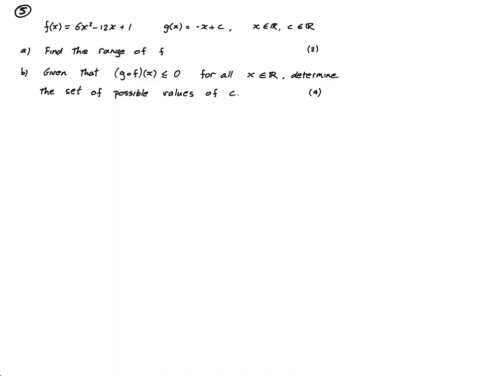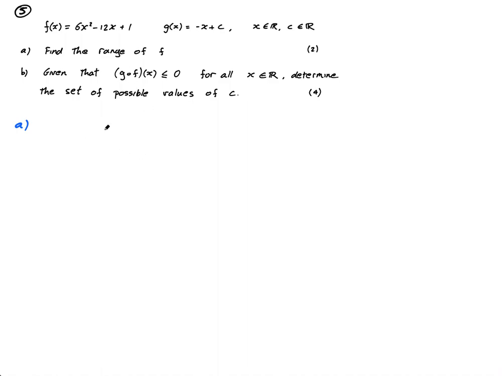Okay, question 5. We are given f of x, a quadratic, and g of x, a linear function. It says x and c are both elements of the real numbers. Part A, find the range of f. Okay, this should be fairly straightforward.